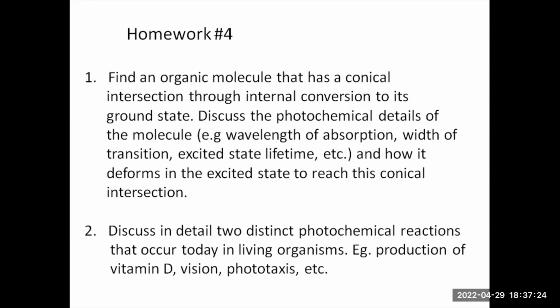I have a question. It says that we have to find an organic molecule that has a conical intersection. We could just investigate it, or we have to demonstrate that it has a conical intersection? Yeah, just investigate in the literature, because the experiments are very complicated. Esmeralda, right? Yeah, they are very difficult experiments to do. You need very sophisticated apparatus, which we don't have. So just investigate in the literature, a lot has been published.